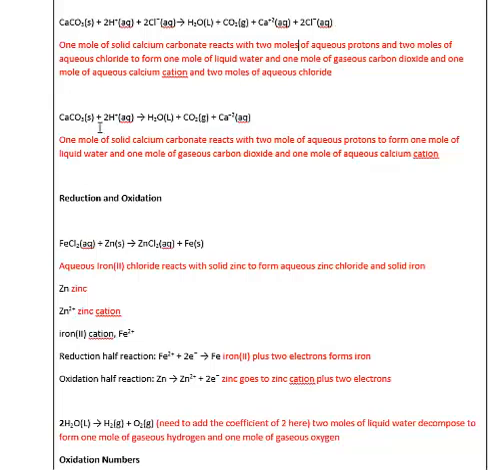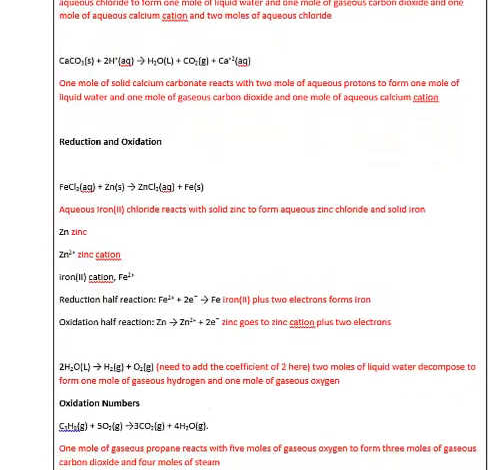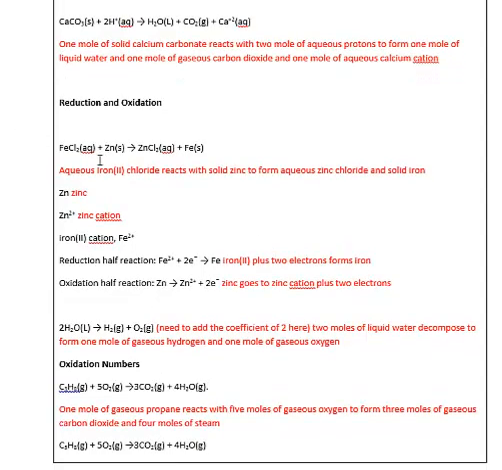1 mole of solid calcium carbonate reacts with 2 moles of aqueous protons to form 1 mole of liquid water and 1 mole of gaseous carbon dioxide and 1 mole of aqueous calcium cation. So under reduction and oxidation, we have aqueous iron 2 chloride reacts with solid zinc to form aqueous zinc chloride and solid iron.